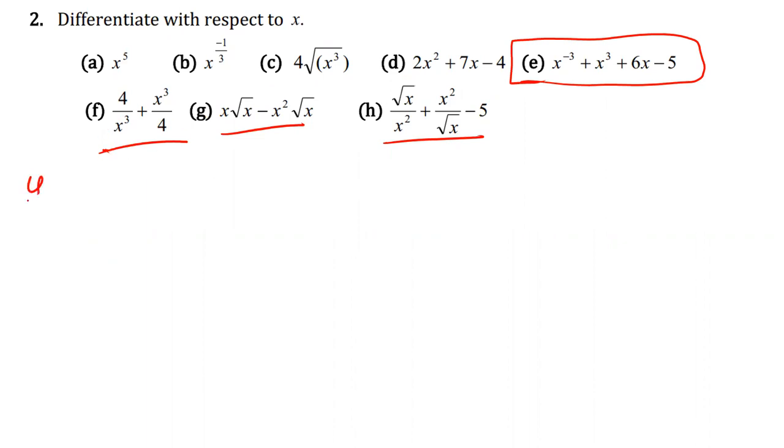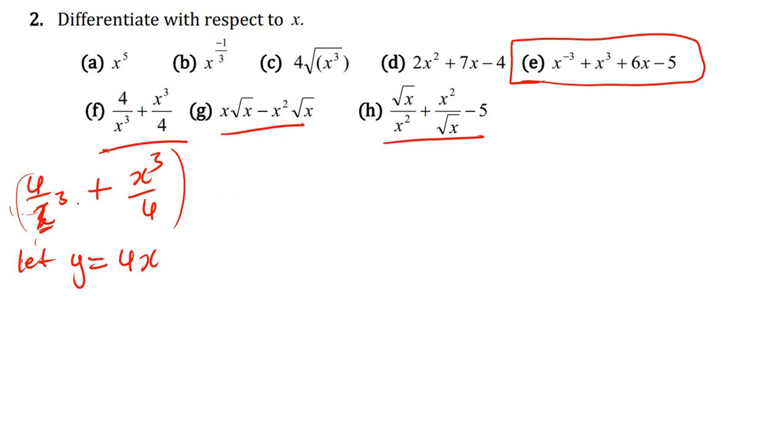So we have 4 over x to the power 3 plus x to the power 3 over 4. We first say let y be equal to this same expression. This can also be written as 4, and when this x goes up, we're going to have x with the positive 3 becoming negative 3. And then we'll have plus x to the power 3 over 4.